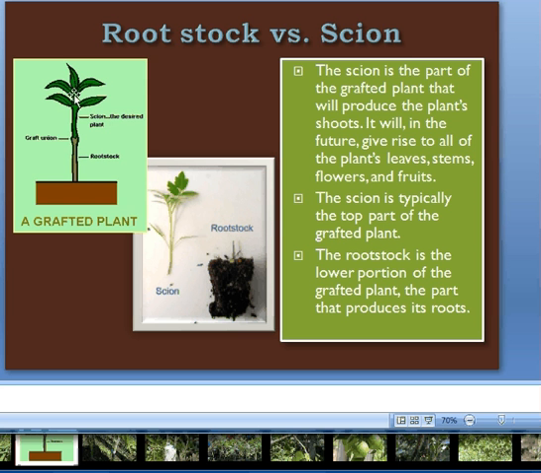And obviously, you can see, since that's the top part, that's the part that will in the future give rise to all the plant's leaves, stems, flowers, and fruits. So the scion is typically the top part of a grafted plant, and then the rootstock, just like you see, is the lower portion of the grafted plant. It's the part that, as you can see down here, will actually start producing the roots.